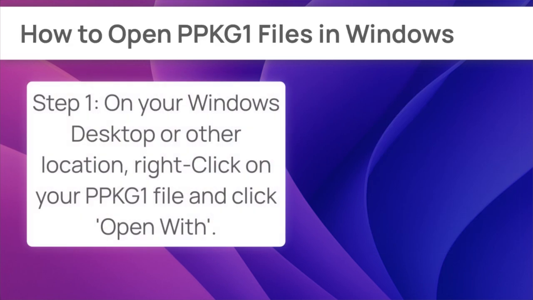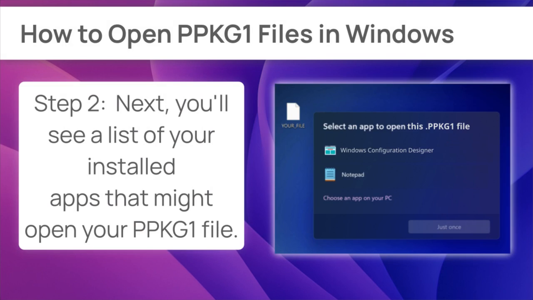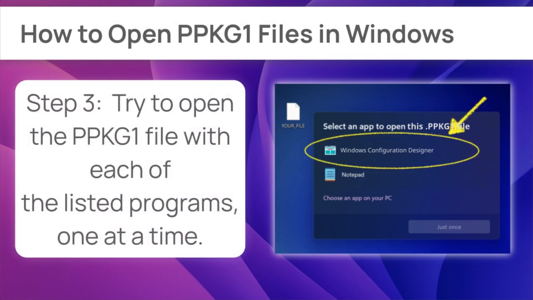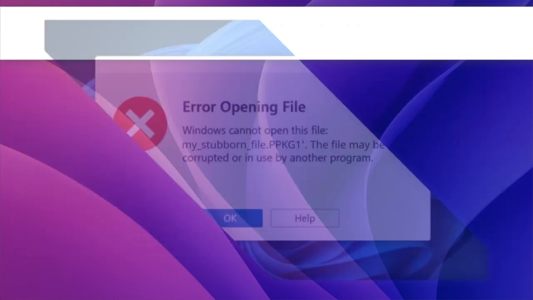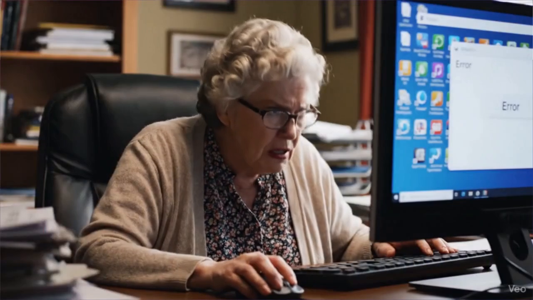Your key starting action: right-click the PPKG1 file and select Open With. If Windows Configuration Designer is installed, use it. If not, choose another program. Continue testing until the PPKG1 file opens successfully. If your PPKG1 file continues to fail when opening, that is okay. The system isn't broken, the file is simply misunderstood.